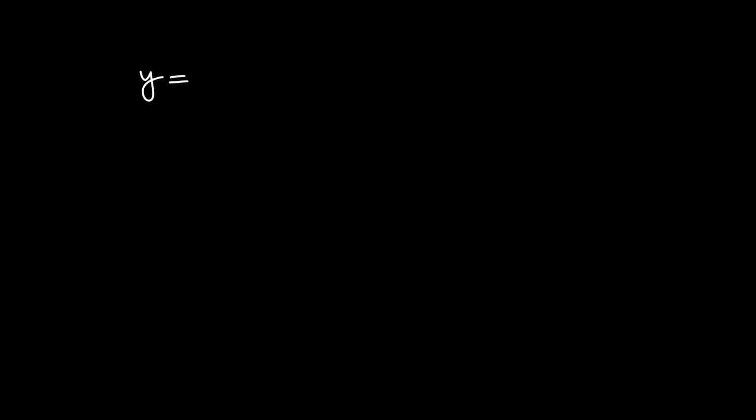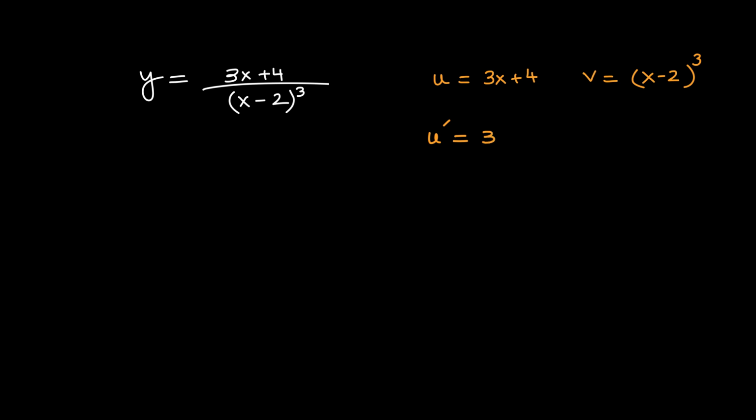y equals 3x plus 4 divided by x minus 2, the whole thing cubed. u is the numerator, 3x plus 4. v is the denominator, x minus 2 cubed. Let's start the process of differentiation. u prime is simply 3. v prime will be taken out using the chain rule. So 3 comes down, x minus 2 remains as it is, power reduces to 2. Don't forget to multiply by the internal derivative even if it is as simple as 1.